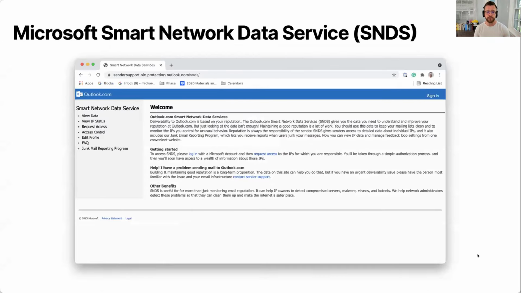Another one for those individuals that have a lot of subscribers that are coming from Outlook or the Microsoft 365 infrastructure is the Microsoft Smart Network Data Service, or SNDS for short. This is essentially the Postmaster Tools for Outlook. It provides a ton of data for you from a deliverability perspective of what's happening with your domain within Office 365, as well as at Outlook addresses.